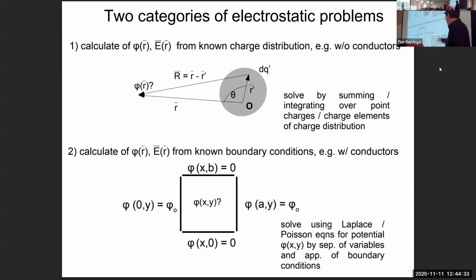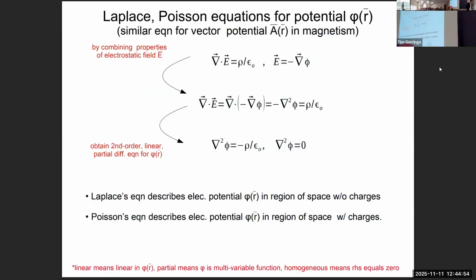And this is solved by solving Laplace's equation if you don't have charges in your region of interest, or Poisson's equation if you do have charges in your region of interest. For the illustration today, we'll just stick with that. Okay, so Laplace's equation just falls out of the field equations that describe the working properties of the electrical field.